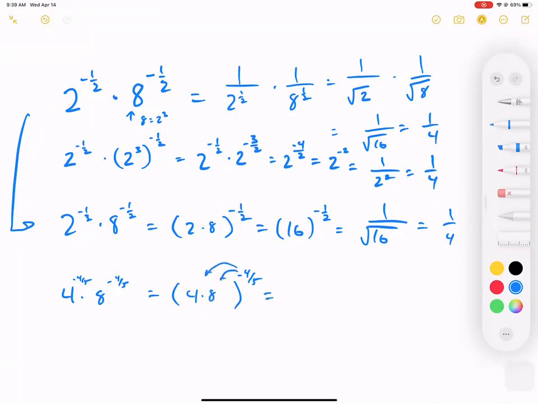4 times 8 is 32, but instead of writing 32, isn't this 2 times 2 times 2 times 2 times 2? We really have 2 to the 5th power, to the negative 4 over 5. So what is the rule that we would express here? We would do power of powers, so we're multiplying exponents. Turns out this is 4 times 5 is 20, or can't you just divide the 5s out? And we're left with 2 to the negative 4 power. This can be rewritten as 1 over 2 to the 4th, which is 2 times 2 is 4, times 2 is 8, times 2 is 16.